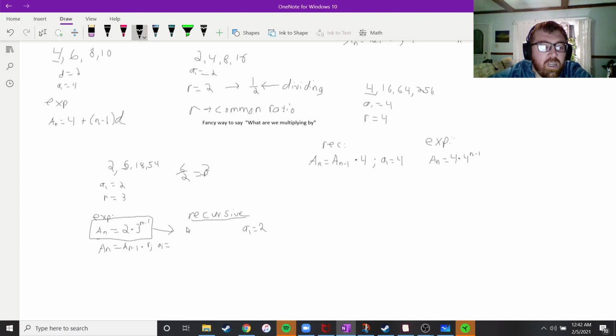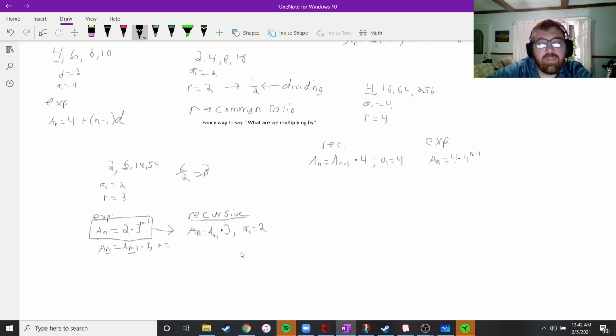My R, I don't know what term I'm looking for, so these are going to stay the same. AN is equal to A to the n minus 1. And then the only other thing I need is my R value. My R is 3. I'm going to put multiplied by 3 and then put my semicolon. And that's really all there is to this.